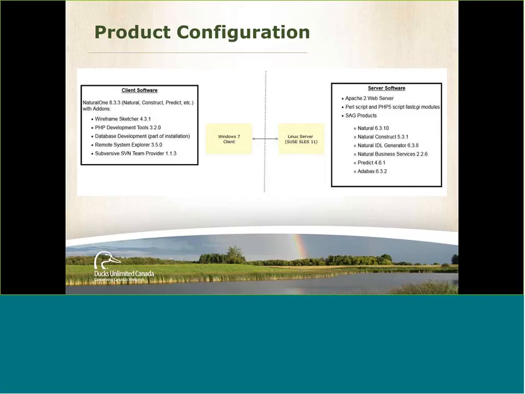So just a little bit on what our environment looks like. Over on the left is my Windows 7 client that I'm demoing on today, and on the right is our Intel Linux server. And I think we have a pretty standard set of Software AG products installed on our server and on the client. So we're using Natural 833, which is the vanilla install of NaturalONE. And then we've got a few add-ons that we're going to be talking about today that you can see in that list.